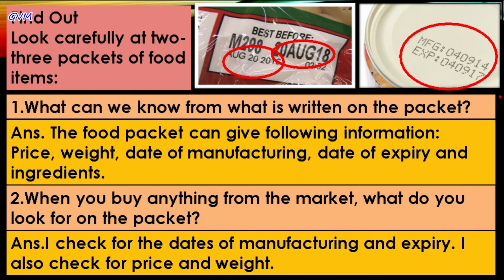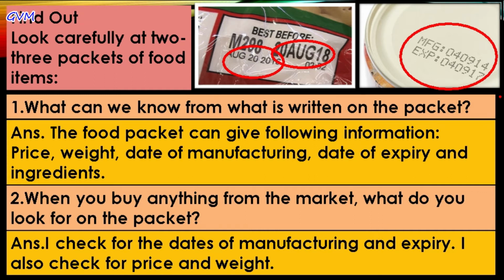What can we know from what is written on the packet? So students, when you look carefully at the back side of the food packets, you will get the following information: the price of that particular food item, the weight of that food item, and as I discussed, the manufacturing date and the expiry date, and you will also come to know the ingredients used in manufacturing that particular food item.